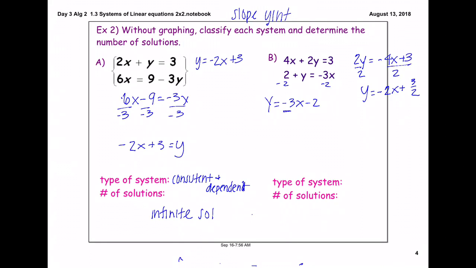So looking at our slopes and our y-intercepts, we can tell that they are both different. So we have a consistent and independent system, which means they will intersect in one place and have one solution.